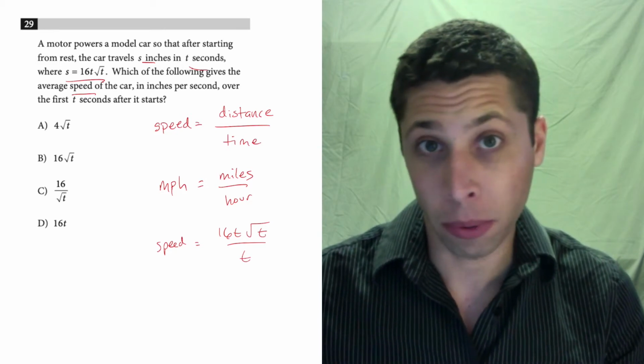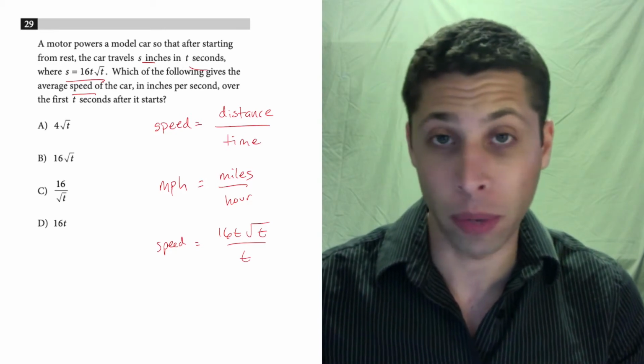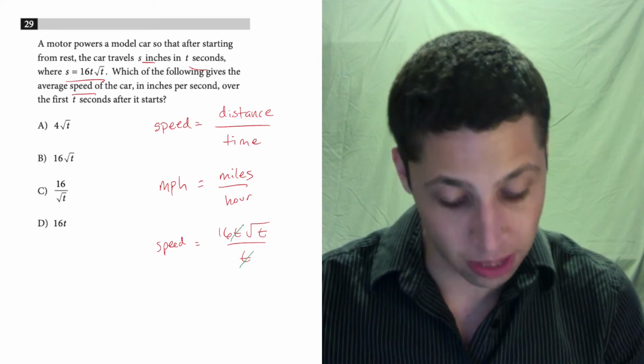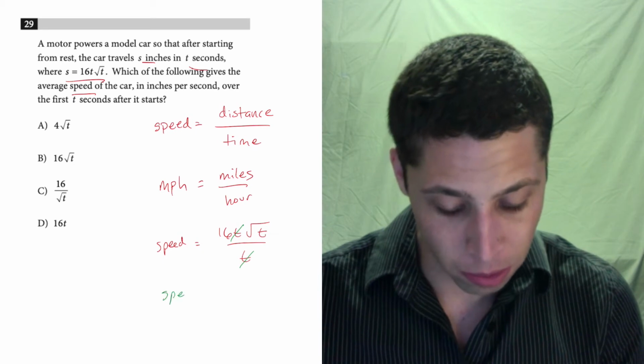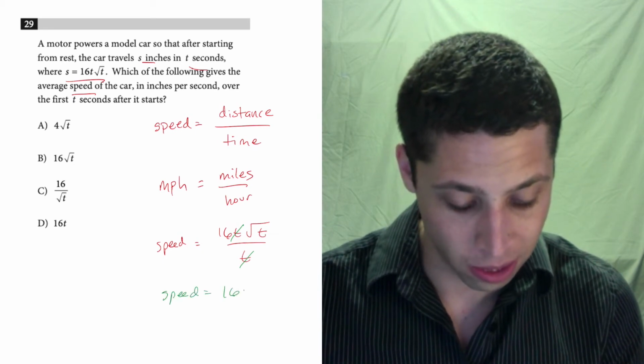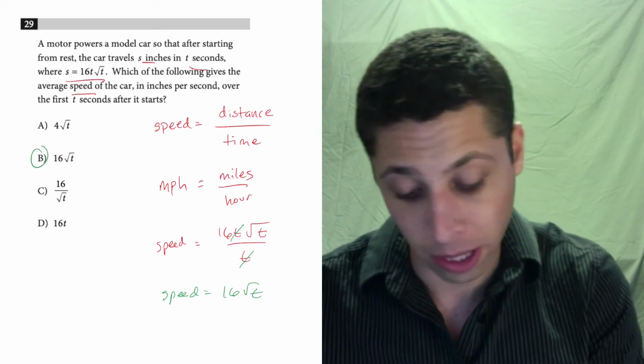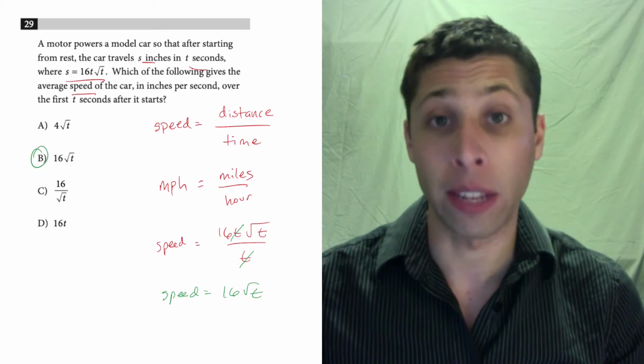So this is just simple algebra. If we have a t on the top and a t on the bottom, those two things can go away. So cross the t's out, and we're left with the speed is equal to 16 radical t over 1, or just 16 radical t, which is choice B. That's by far the easiest way to get it.